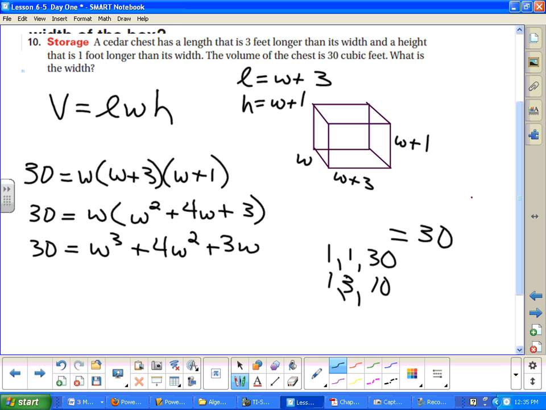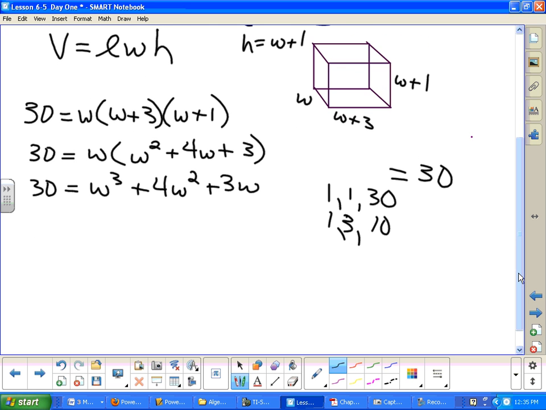Now, if I want to be able to factor, it would be really nice if I could factor this and find the zeros. So I want to get it equal to 0, so I'm going to subtract 30, because I like to work with 0 better than anything else. So if I subtract 30, I get this equation. And it'd be really nice if I could factor that.